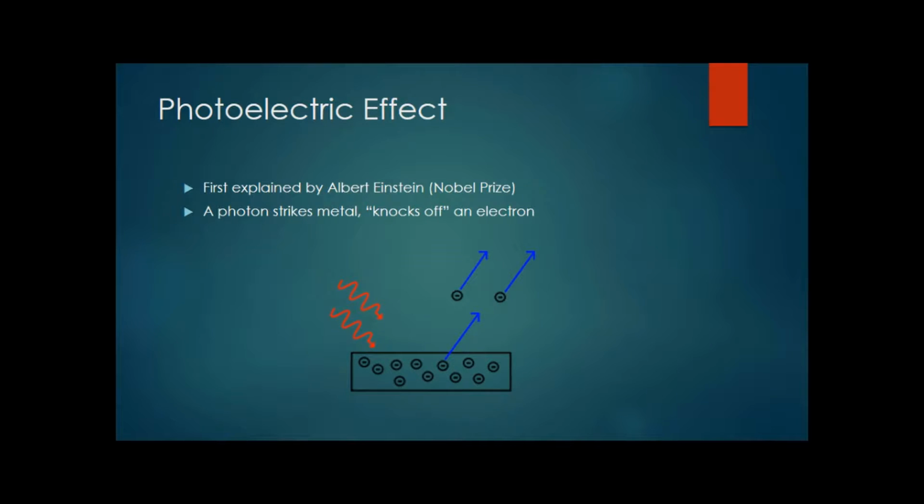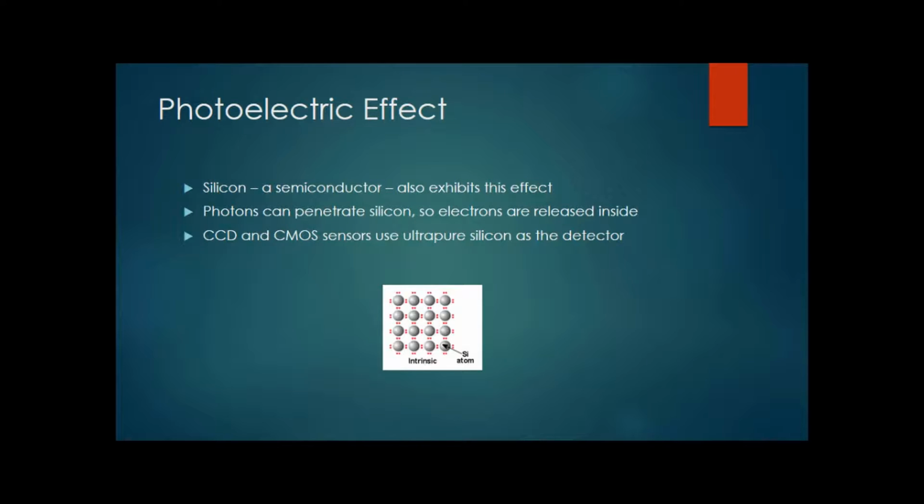In a silicon sensor, it's a little bit different. It also exhibits this photoelectric effect where a photon comes in, hits an atom of silicon, and knocks off an electron. But because photons can actually penetrate into the silicon, the electrons are actually released inside the crystal. They're not released out on the surface like they are with a metal. Both CCD and CMOS sensors use ultra-pure silicon as a detector.